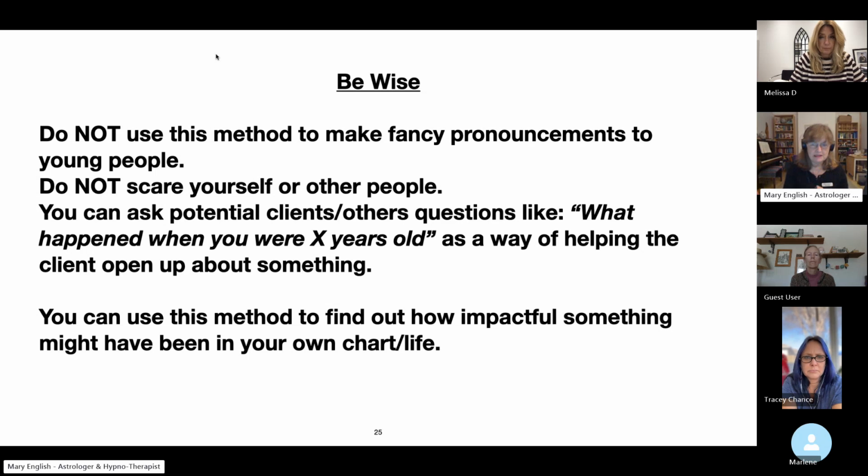But be wise. Do not use this method to make fancy pronouncements to young people. Okay, you don't know what those progressed planets are going to actually represent for that person. As you know, every planet has a challenging description and a friendly description. So do not scare yourself or other people.